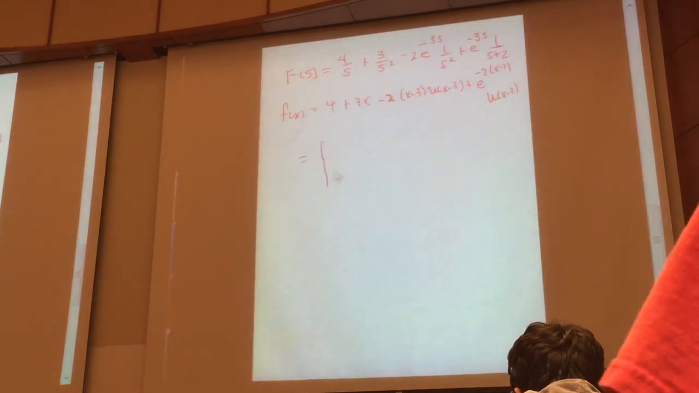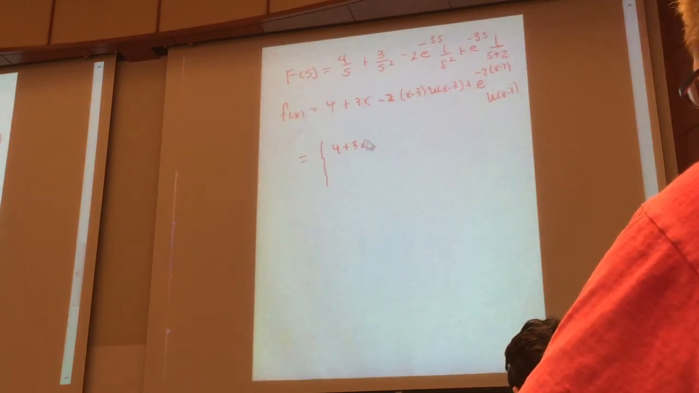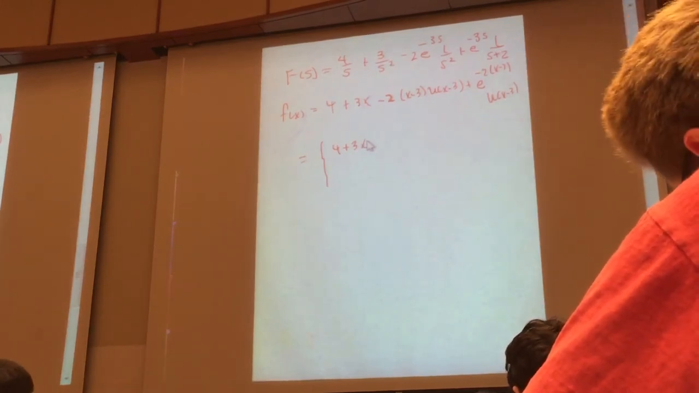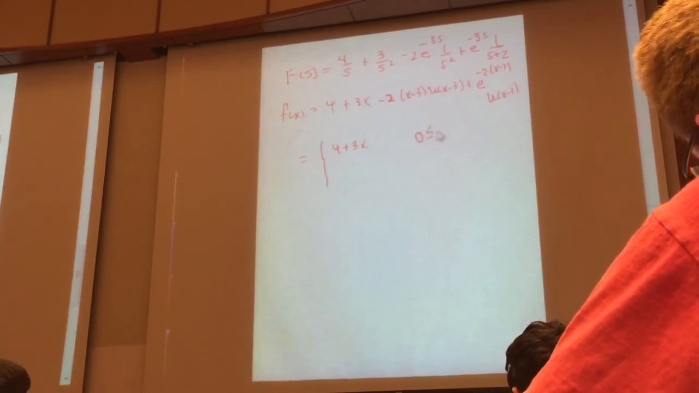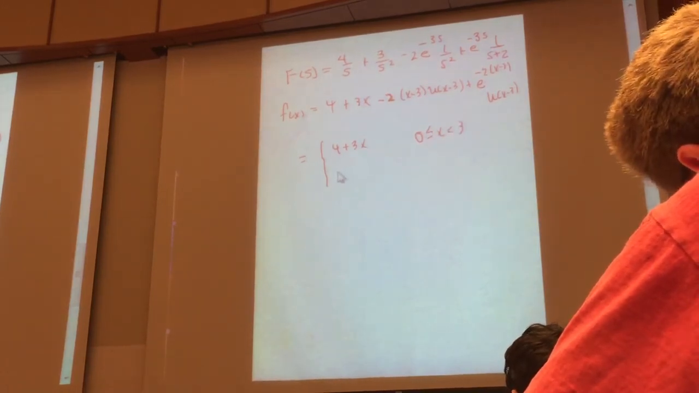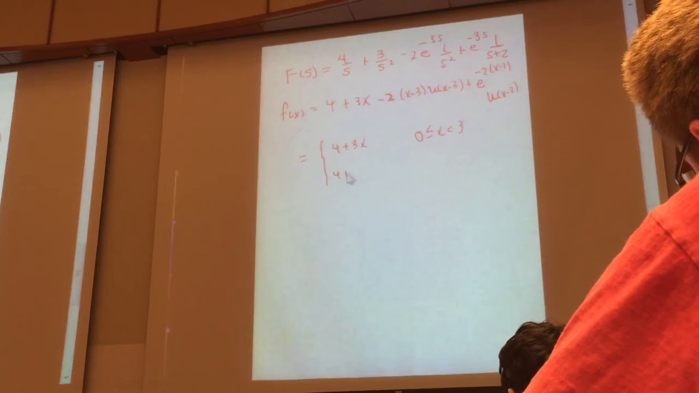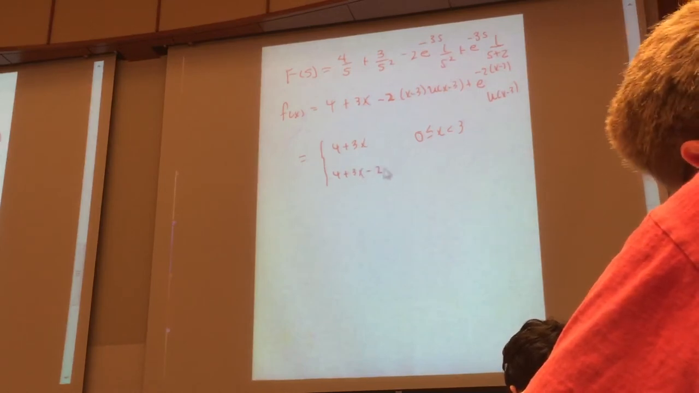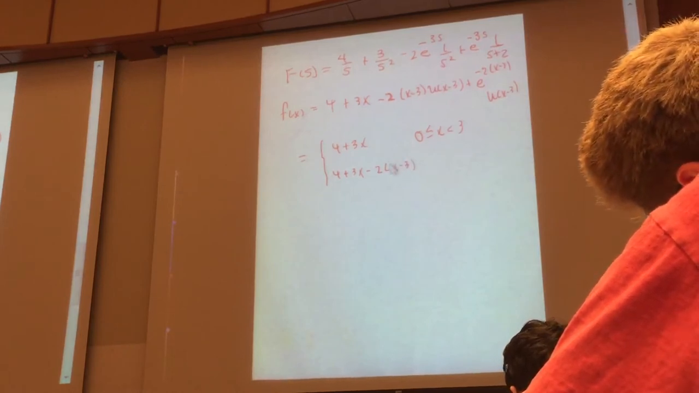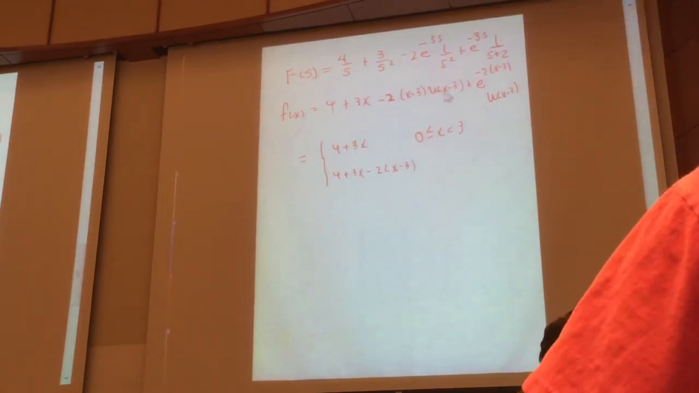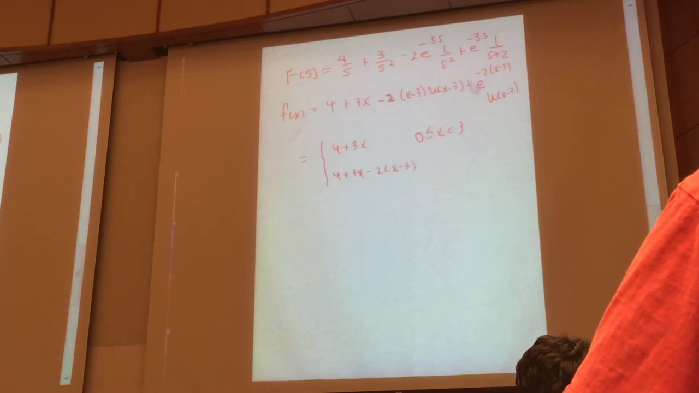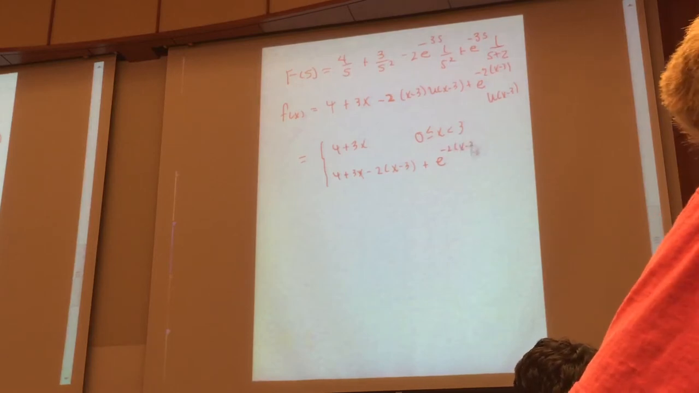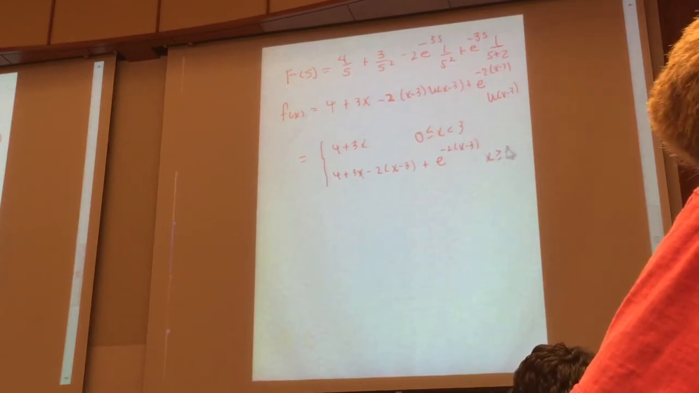So this is 4 plus 3x. The u of x minus 3 terms are on the second row. They're not on the first row. This is for 0 less or equal to x less than 3. Then it's 4 plus 3x. Minus 2 times x minus 3. Why this? Because when you're bigger than 3, that's a 1. So you have minus 2 times x minus 3. Plus, this is a 1, so we have plus e to the minus 2 times x minus 3, x bigger than or equal to 3.